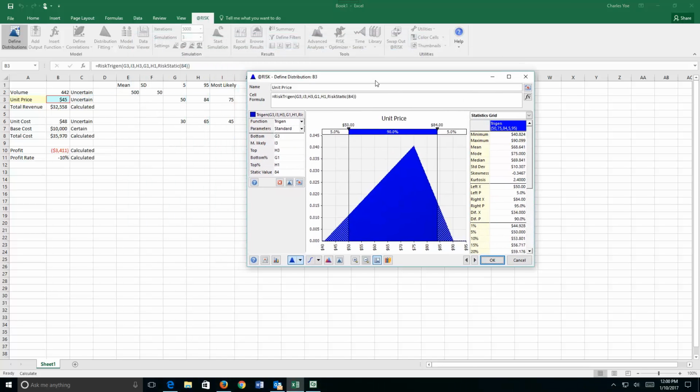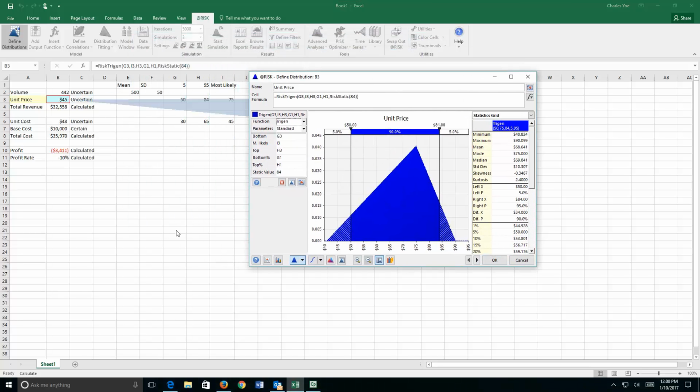The unit price is a triangular distribution. This triangular distribution was generated in a different fashion, however. You'll notice that the bottom value was $50, the top value was $84, and the most likely value is $75. These are designated here, G3, I3, and H3. The bottom value was a 5 percentile. The top value was a 95 percentile. These are designated as G1 and H1.